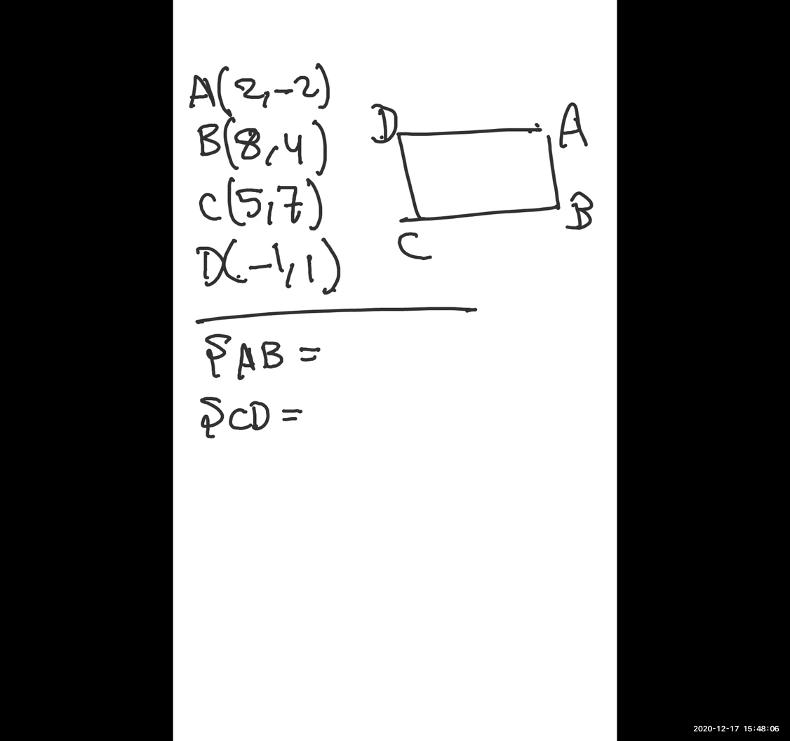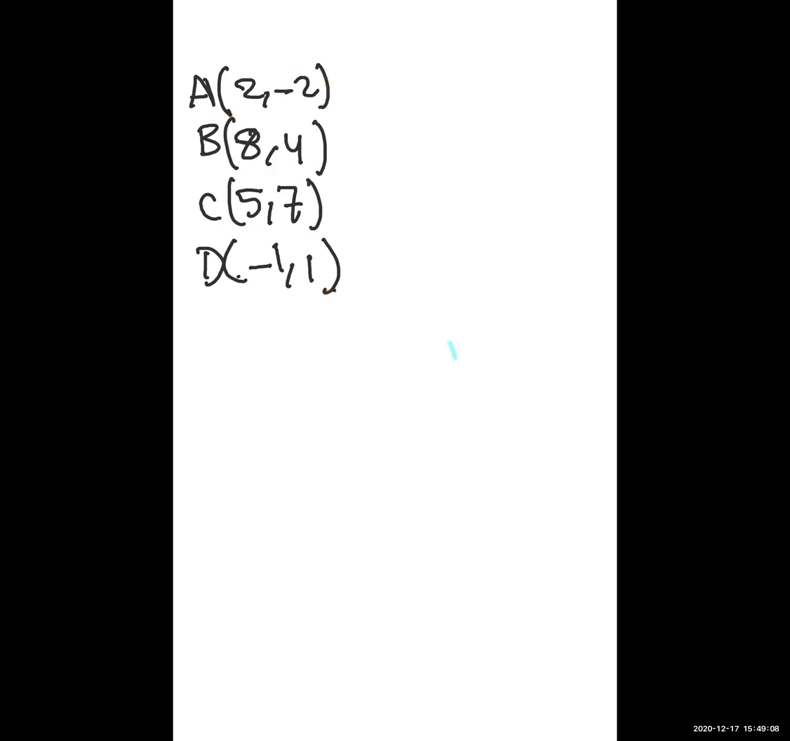The slope for AB, where is AB? A and B, okay? So 4 minus 2 means 2 over 8 minus 2 means 6. So it will equal 1 over 3. The slope for CD, 1 minus 7, so negative 6 over negative 1 minus 5, negative 6. I think there is one mistake here. So it will equal 1. Check the first one again. It's AB. 4 minus negative 2. Ah, yes, okay. It will equal 4 plus 2, which is 6. And 8 minus 2, it will equal also 6. So this means it will equal 1.